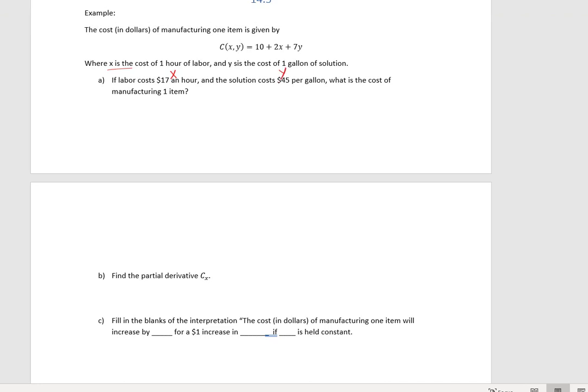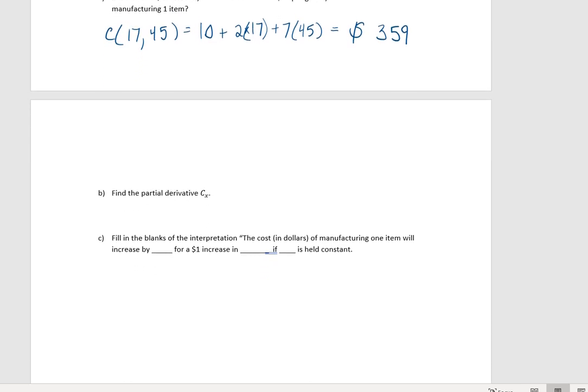So what we have to do here is plug these in for x and y. So we're going to have the cost, 17 comma 45. So when labor is $17 an hour and the solution costs $45 a gallon, our cost is going to be 10 plus 2 times 17 plus 7 times that 45. It will cost us $359 to produce one item.